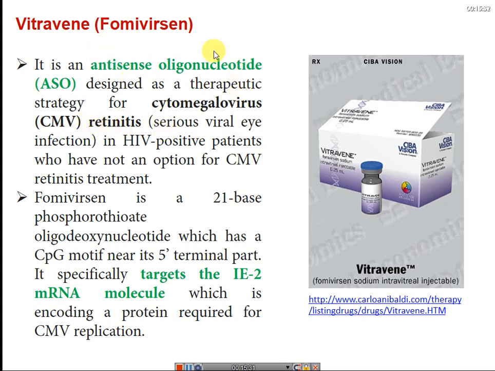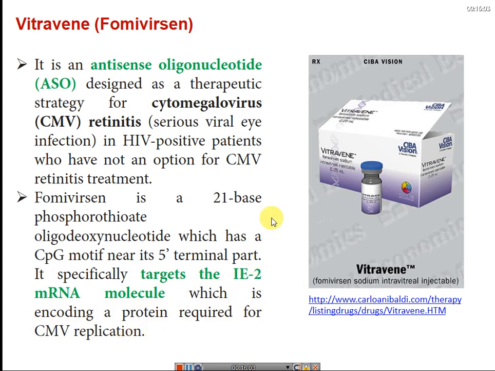This antisense oligonucleotide is a 21 base long phosphorothioate oligodeoxynucleotide, which has, in addition to the 21 bases, a CpG motif at its 5' terminal end. And what does it target? It specifically targets the IE2 mRNA molecule, which encodes a protein required for CMV replication.